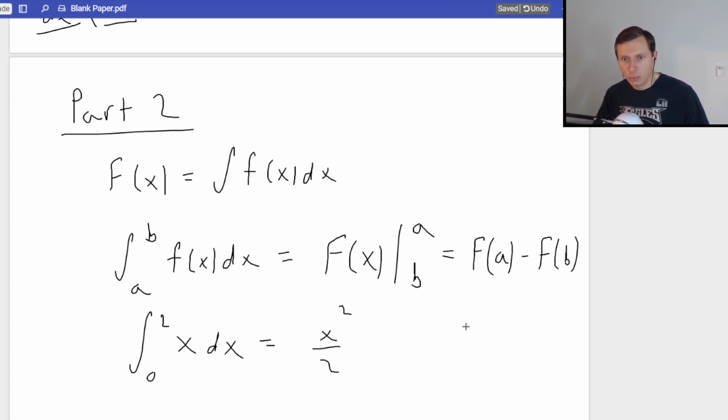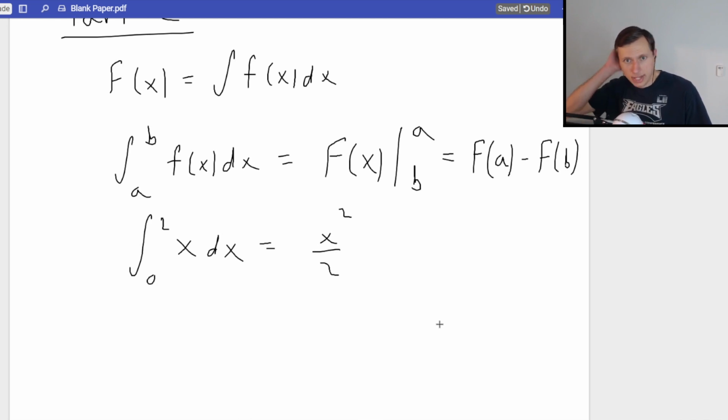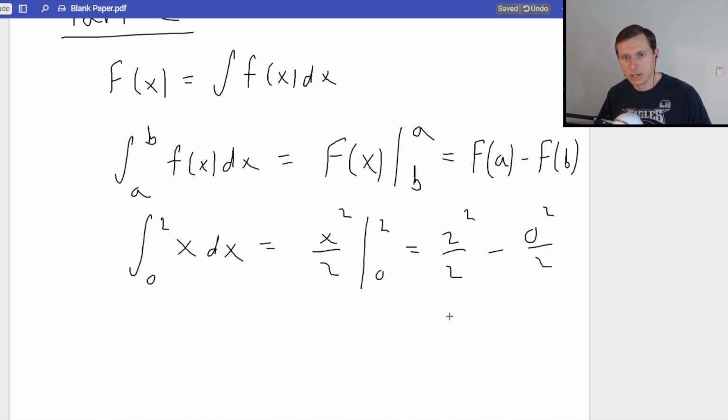You may be wondering, what on earth is this saying? I'm telling you, part 2 of the fundamental theorem of calculus is literally the definition of a definite integral. In other words, I took the integral of x squared over 2, evaluated from 0 to 2. I'm going to plug in 2 first, 2 squared over 2, minus 0 squared over 2. I get 2 as my final answer.